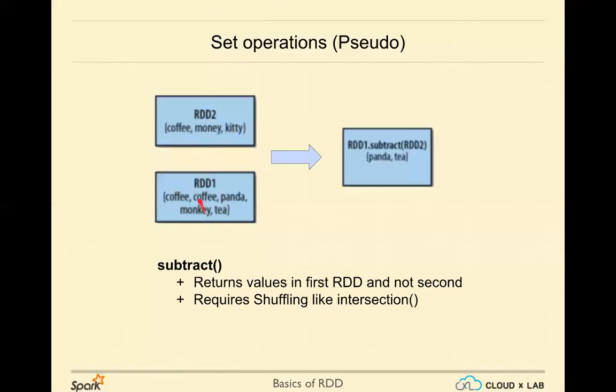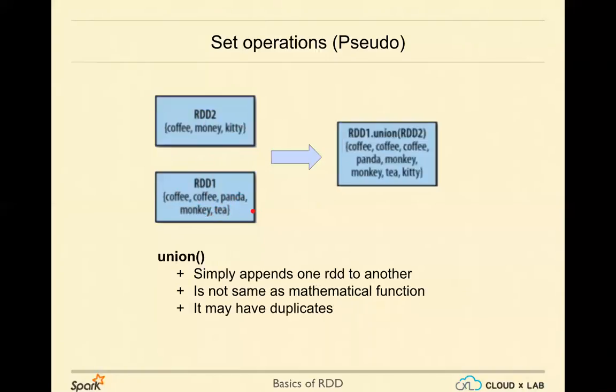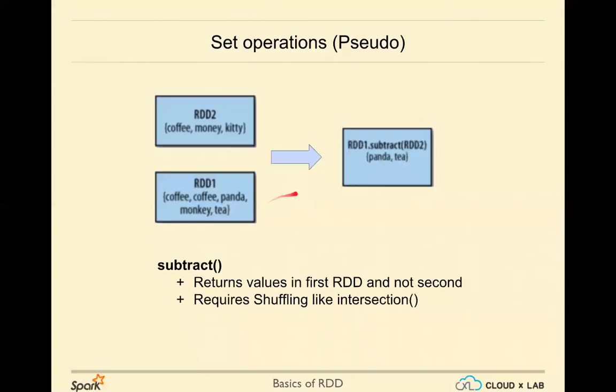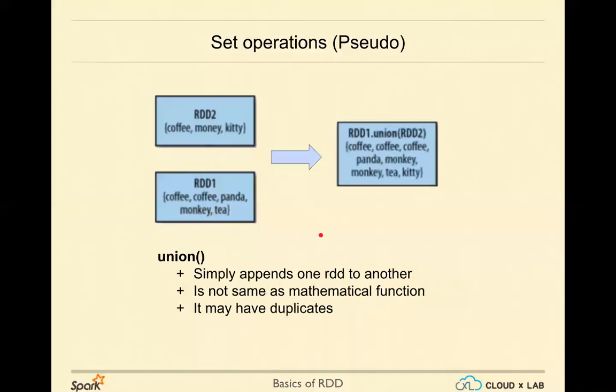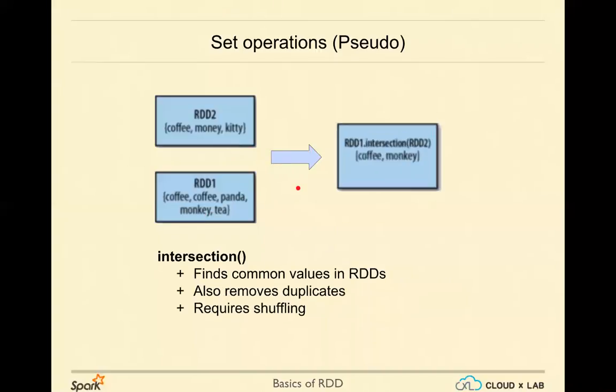So here you are left with panda, monkey, and tea, though the answer looks wrong. You'll be left with panda, monkey, and tea, because here it's not monkey, it's money. Yeah, that's a typing mistake. Actually it was supposed to be monkey. I see now, the K has gone missing, that's why.